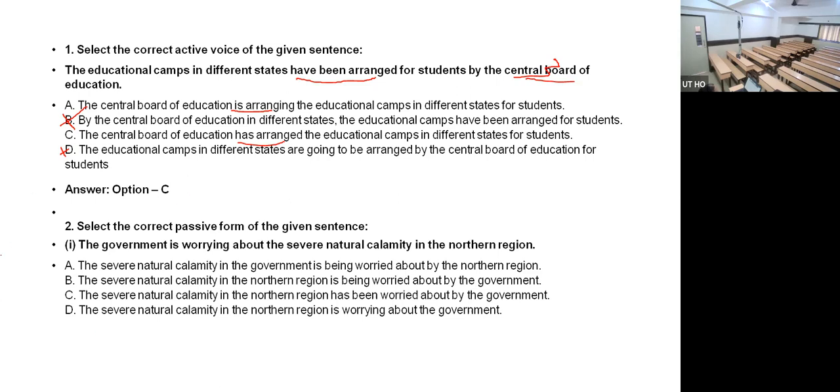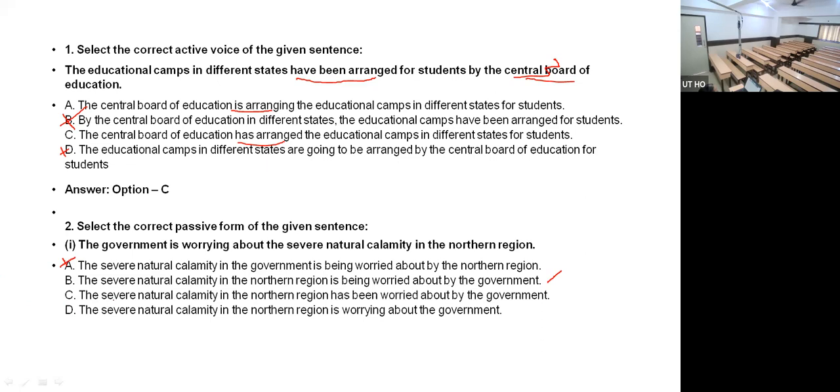If we look at option A, it seems weird, right? The severe natural calamity in the northern region is being worried about by the government. It seems odd, but what is being worried about? The natural calamity in the northern region. Who is worrying? The government. It seems to be properly done.